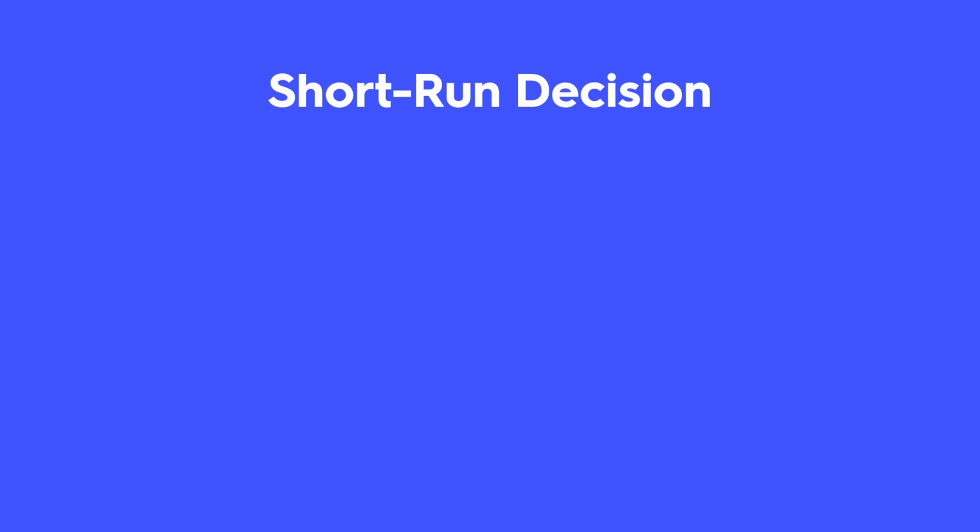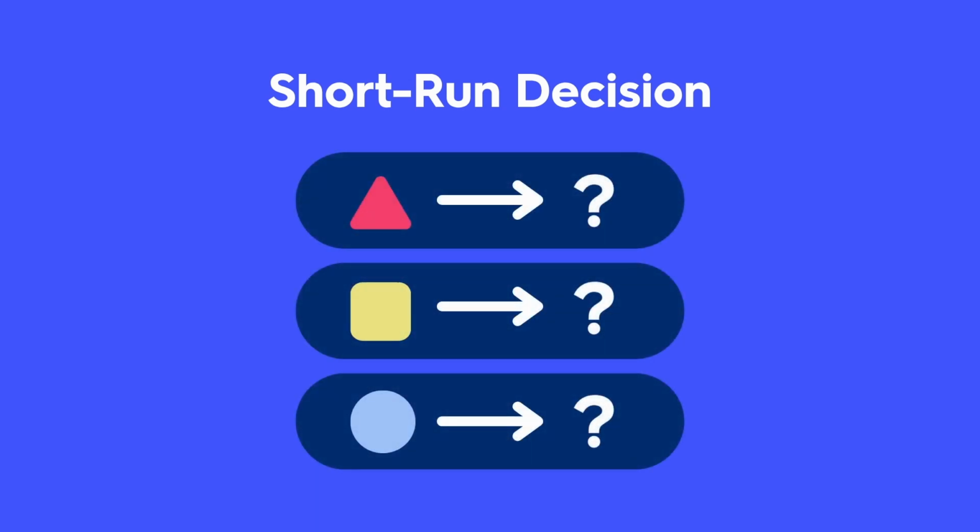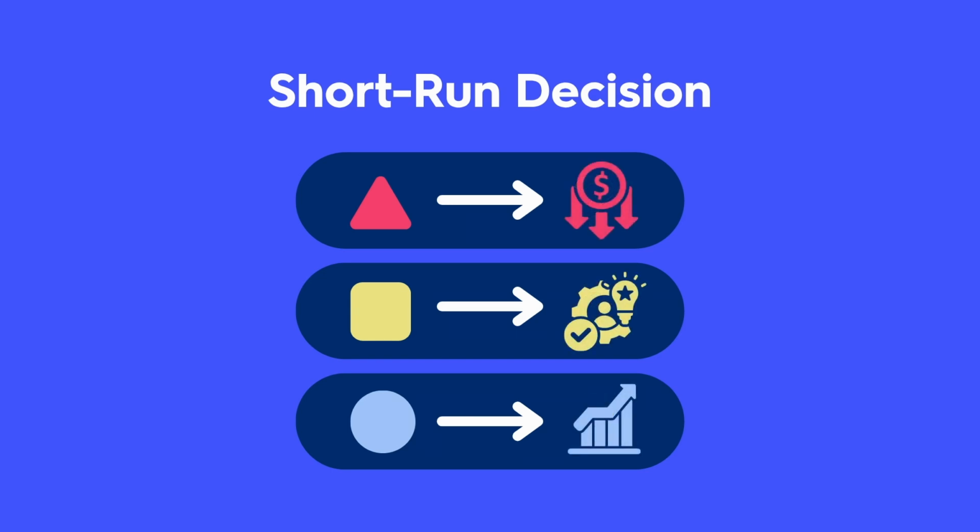A short-run decision is a tactical choice between alternatives that affects the organization in the near term. The goal is usually to lower costs, use resources better, or improve profit.